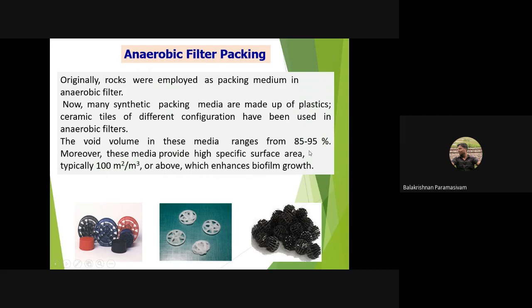should be 85 to 90%. Then the specific surface area of this anaerobic media is 100 meter square per meter cube. But in case of MBBR media, it will be 400 to 700. So the specific surface area of MBBR media will be very, very high compared to the anaerobic filter media. So this is one of the differences.